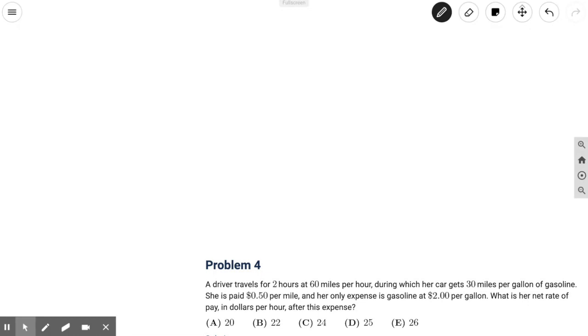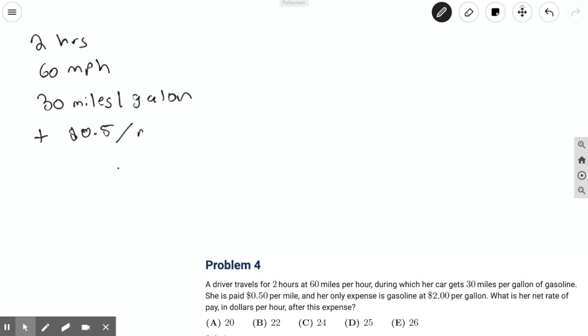So what we have is that she travels for 2 hours at 60 miles per hour. Her car goes at 30 miles per gallon, and she is paid 50 cents per mile, and she loses $2 per gallon. So with this information, we have to calculate her net rate of pay.